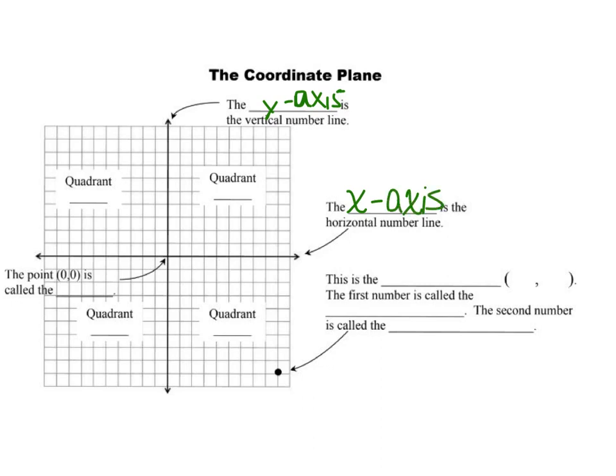Okay, now we're going to go in the middle of the coordinate plane. So this right here, right in the middle where the two number lines meet, that's going to be called the origin. And the origin has ordered pairs of 0, 0.